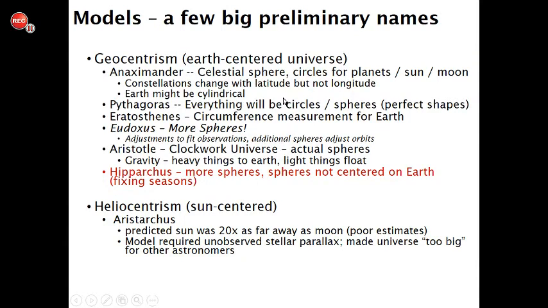There's the idea that Earth might be cylindrical because of how the constellations appear. Then the idea, no, everything's this perfect sphere, perfect shapes. People measured the circumference of the Earth. We'll talk about that in a second. But in particular, the idea that, well, if our observations don't fit the measurements, let's try more spheres. Let's try to fix everything. And Aristotle, again, thinks, hey, maybe these are actual spheres. Maybe there's a clockwork to everything.